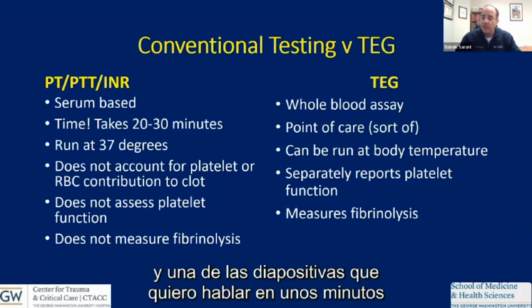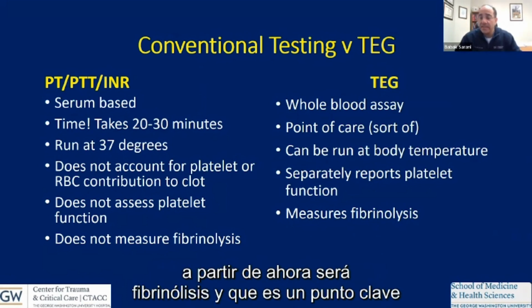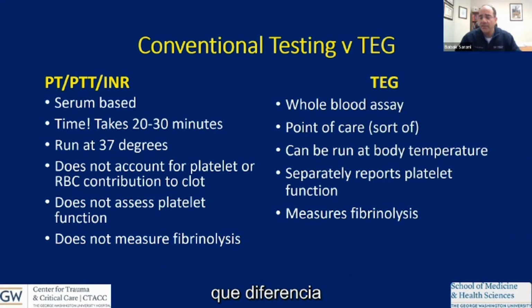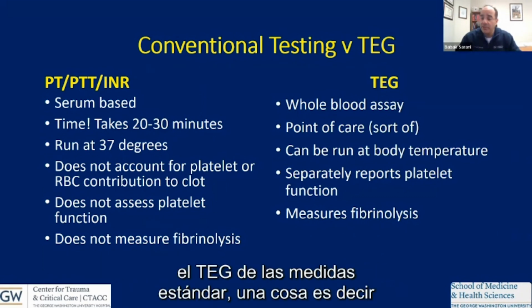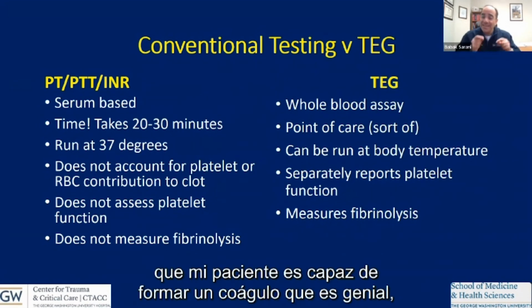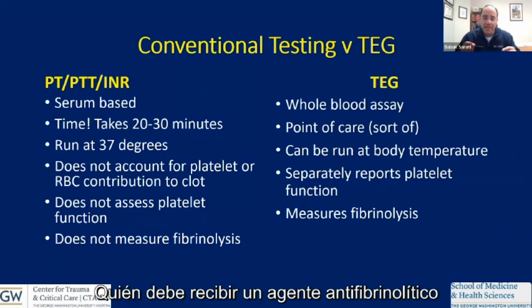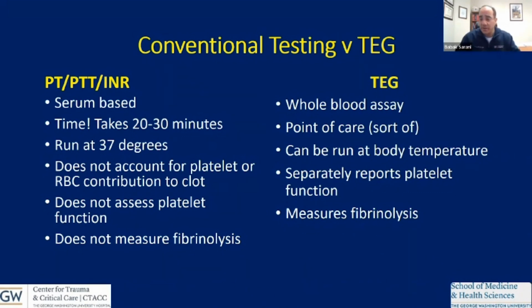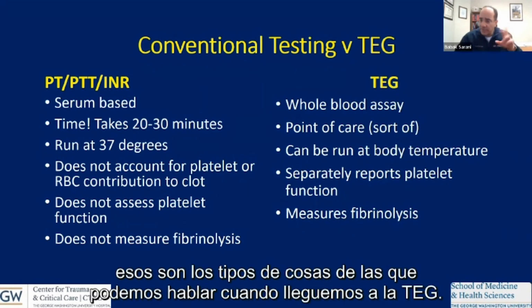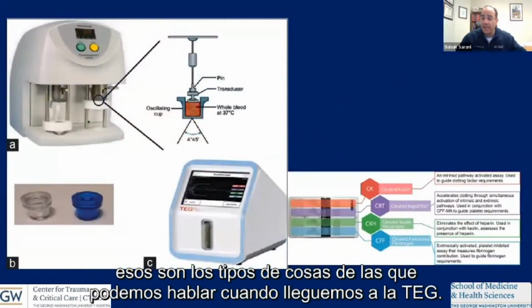And one of the slides I want to talk about in a few minutes from now will be fibrinolysis. And that is a key point that differentiates viscoelastography, particularly TEG, from standard measures. It's one thing to say, my patient is able to form a clot. That's great. The question is, is your patient able to keep that clot and able to stabilize that clot? Who should get an antifibrinolytic agent such as tranexamic acid, and who should not get TXA? And those are the types of things we can talk about when we get down to TEG.